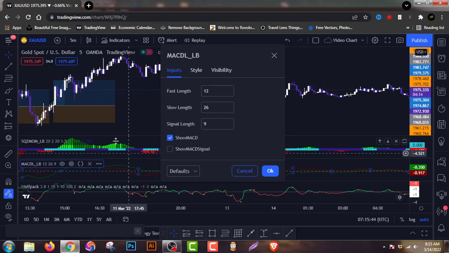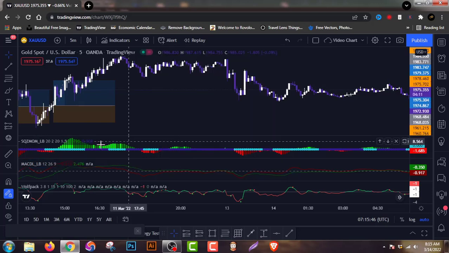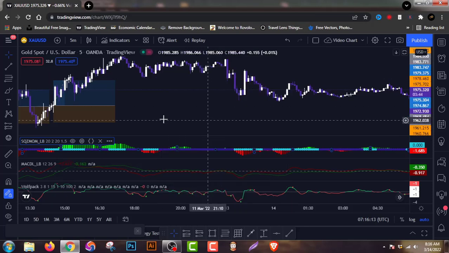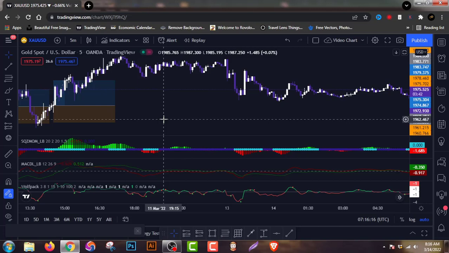And for the squeeze momentum, I used the default setting. As you can see, squeeze momentum is a combination of the Keltner channel. I've done a backtesting on the Keltner channel on my channel already, so you can go and watch that. But this is just a combination of that with the Bollinger band. Yes, so squeeze momentum is a combination of those two indicators. Okay, so that is that for the indicators, and the setting is quite simple.